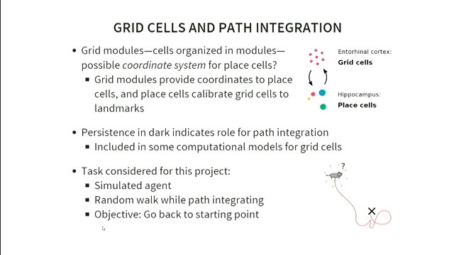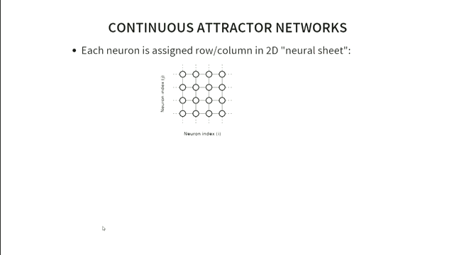So first I will now explain how attractor networks are being used as computational models for grid cells. And then I will explain my own part of the system that calculates the direction to the goal based on this information. So in attractor network models of grid cells, we imagine that each grid cell is assigned a row and a column index in a two-dimensional sheet of neurons.